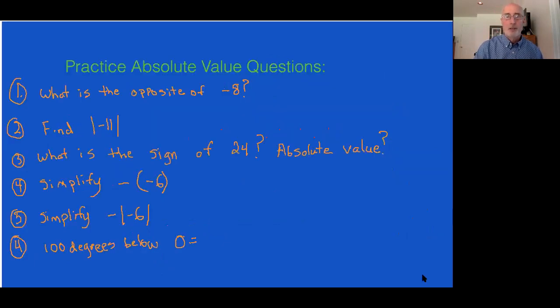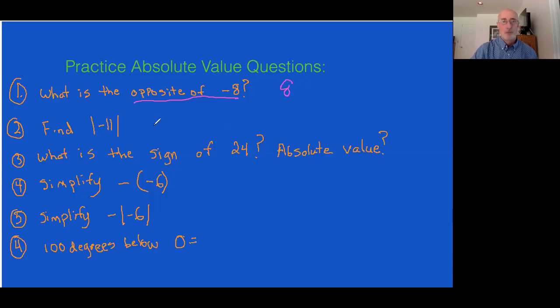All right, next concept is, let's practice some absolute values. For instance, you'll notice this question says, what's the opposite of? It's not asking for absolute value. What is the opposite of -8? Well, I would just say, can you guess what the opposite is? It's just going to be 8. We just got through talking about that.